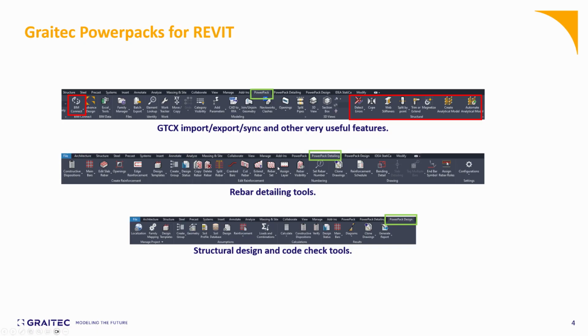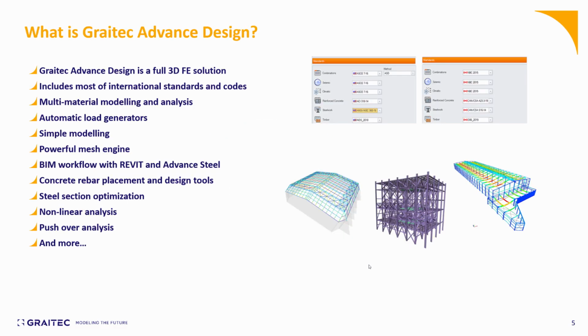The first option is mostly for detailing, as you see here: creating main bars, edge reinforcement, splitting rebars, etc. And the other tool, Power Pack Design, is based on the internal loads. It's going to do the design and rebar placement based on the codes that you are using. We have the localization here, so different country codes that you can select, and based on the forces imported from Advanced Design, in this tool, Power Pack Design, we can perform our rebar detailing based on internal forces, FEM forces coming from Advanced Design.